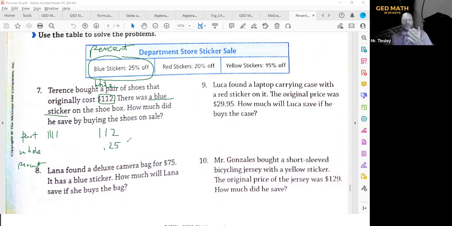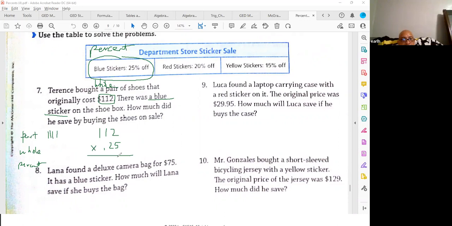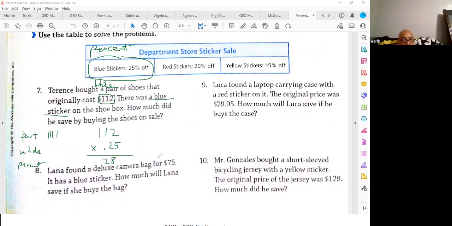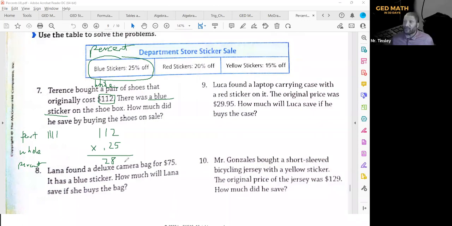Remember, why? Because part equals whole times percent. 28, right? 10%, so 1/4. Yeah, I think that's 28. $28. 28, 56, 112. Yep, $28. So how much you save is $28. That's how much you save.